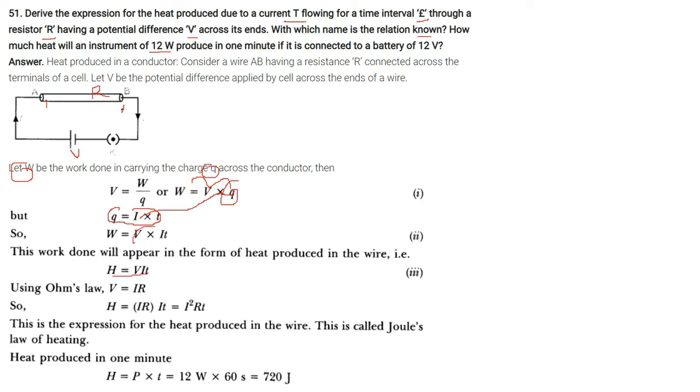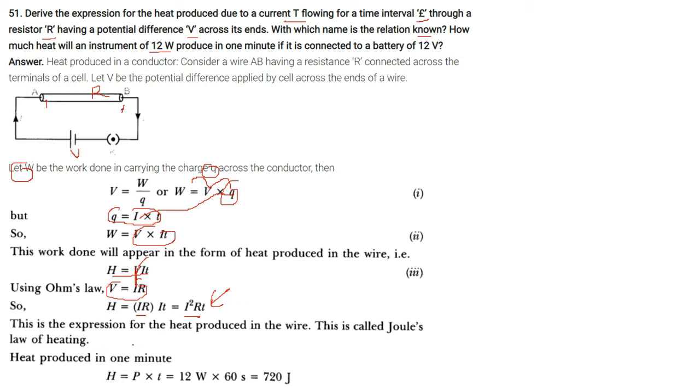This is V I t. But we know that V is nothing but I R by Ohm's law. So we can put V equal to I R here. So we get I R into I t, that is I squared R t. So this is the expression for the heat produced in the wire. This is called Joule's law of heating.